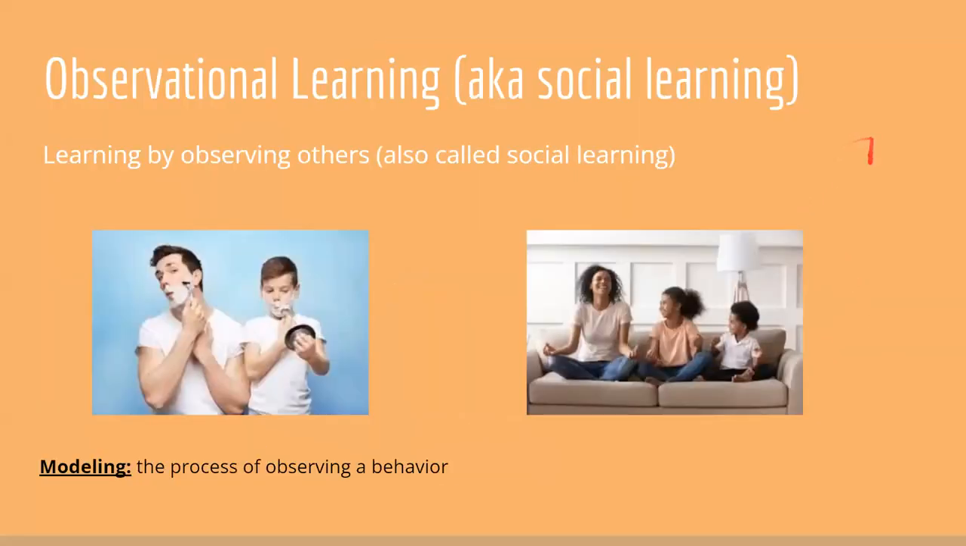Okay, so what is observational learning, aka social learning? That's the same thing. This is just learning by observing others, so that's what it sounds like. And the process of doing that is called modeling. As you can see, these people are modeling their parents. It's important to note that this is somewhat what causes gender typing.